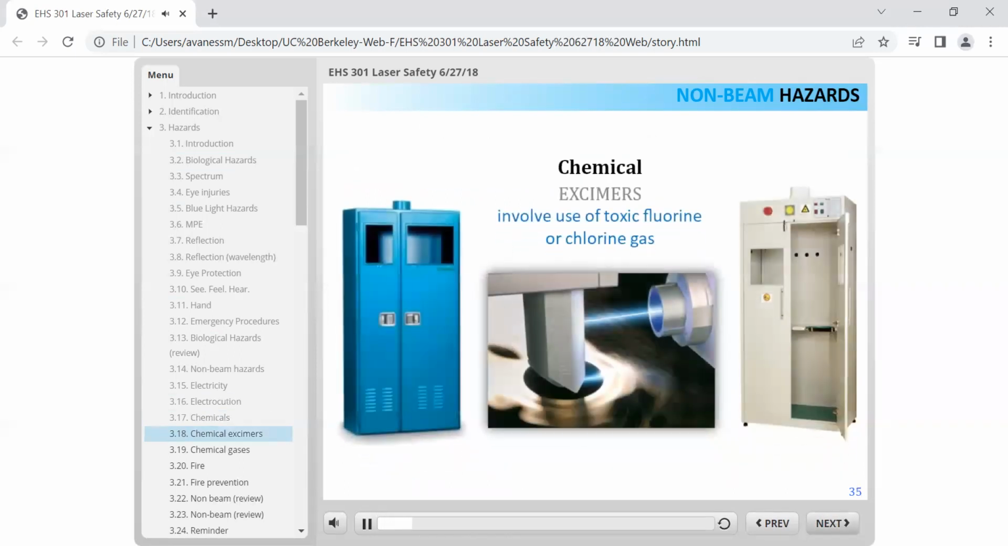Excimer lasers involve the use of fluorine or chlorine gas, both of which are very toxic. These gases need to be stored in approved ventilated gas cabinets. In rare cases, halogen detection and alarm systems or halogen gas scrubbers must be used.